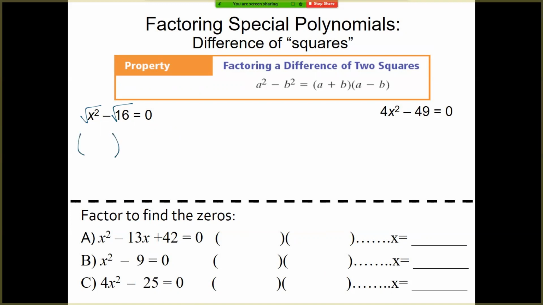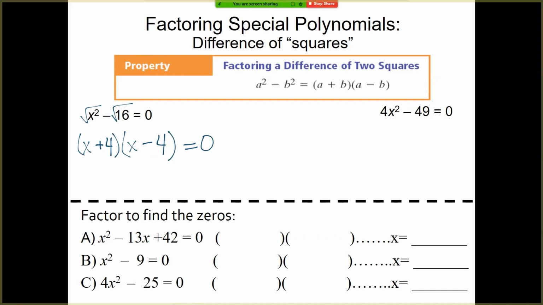So I'm looking at x squared, any exponent that's even is a perfect square, and 16 is a perfect square. So I'm going to break this up into two sets of parentheses. One of them gets a plus sign, the other one gets a minus sign, and then the square root of the first term goes first. So the square root of x squared is x. And then the square root of 16 goes second, so 4 and 4, because 4 times 4 is 16.